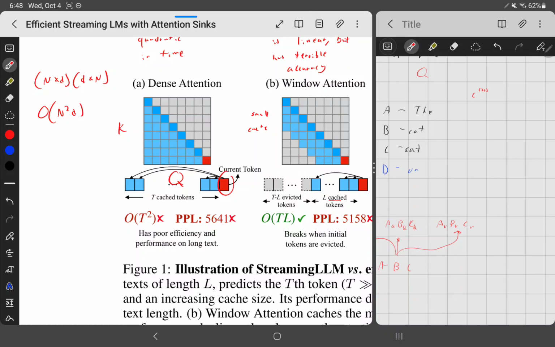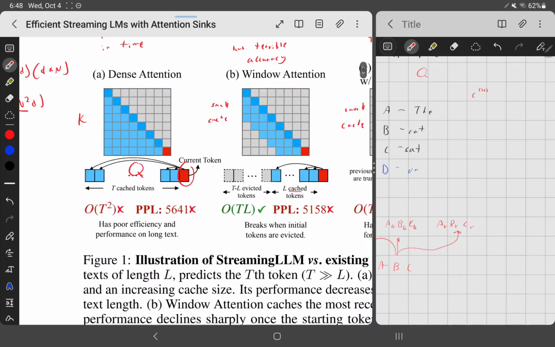So to do a matrix multiplication, n by d by n, this would be O of n squared d. That's the complexity of this matrix multiplication, and it's quadratic in terms of the sequence length. So as the sequence length grows, it takes longer to do the computation, but it also takes more memory. So you have to keep on storing tokens.